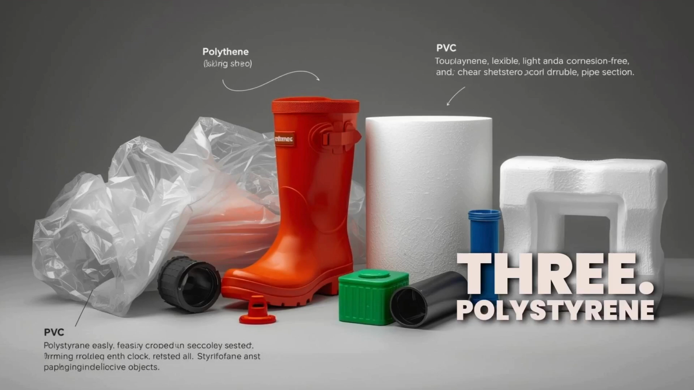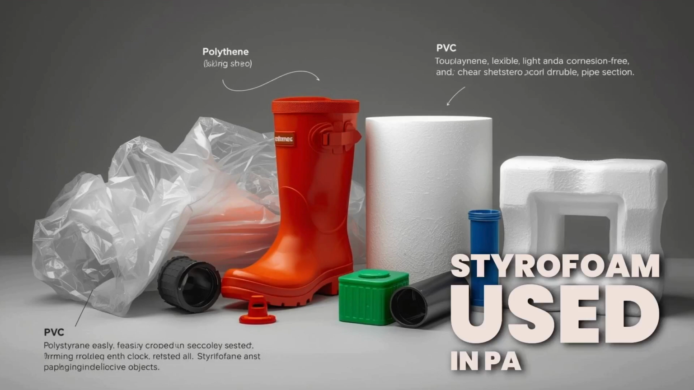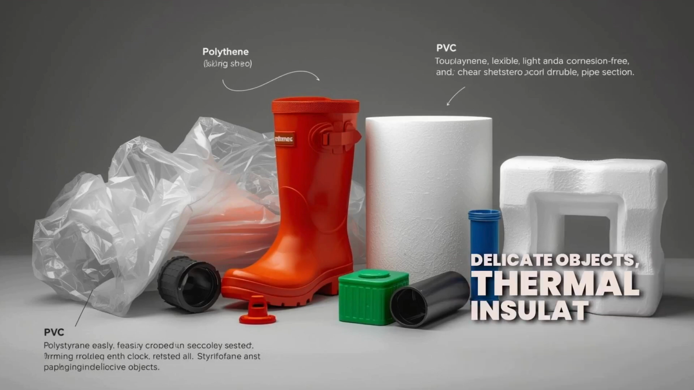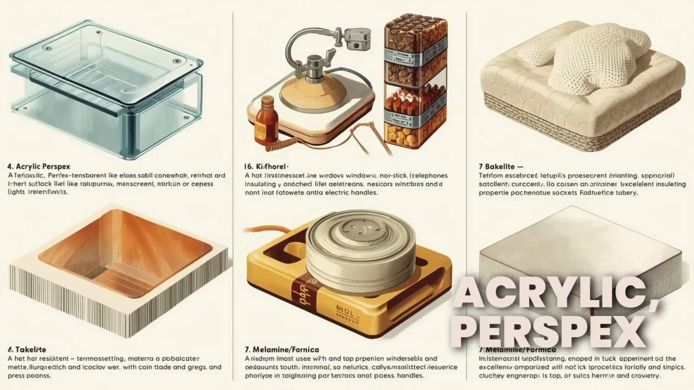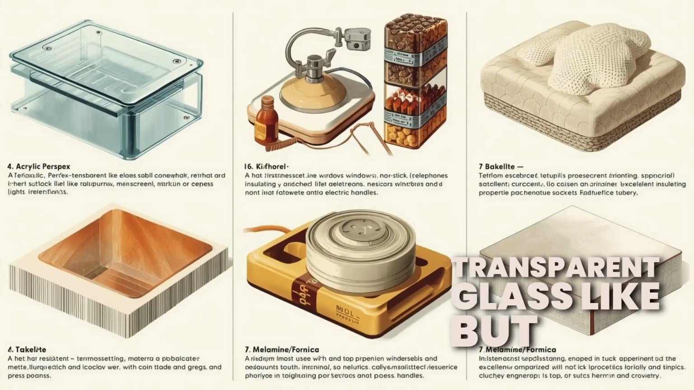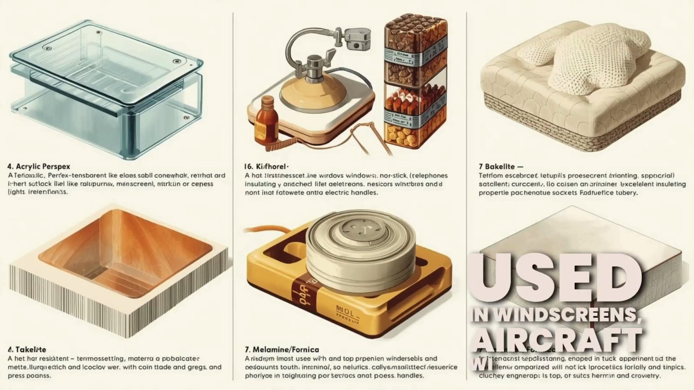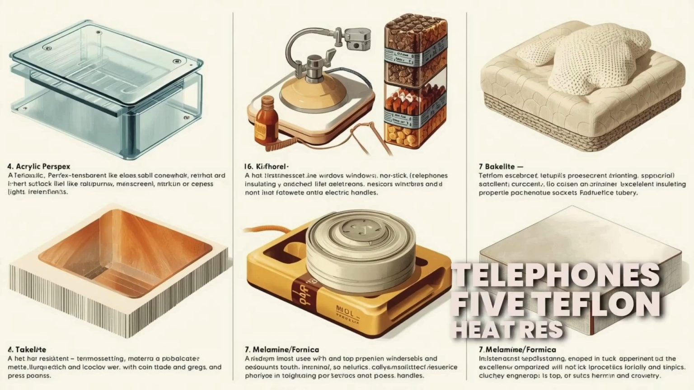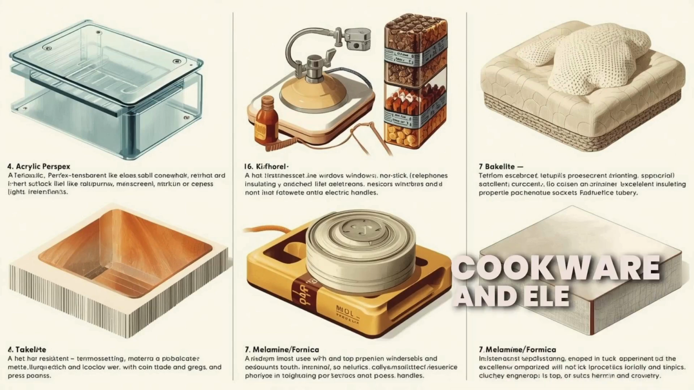3. Polystyrene. Light, easily molded, forms styrofoam. Used in packaging delicate objects, thermal insulation, and art materials. 4. Acrylic, perspex, transparent, glass-like but soft and scratchable. Used in windscreens, aircraft windows, lights, telephones. 5. Teflon. Heat-resistant, non-stick, inert but costly. Used in non-stick cookware and electric presses.